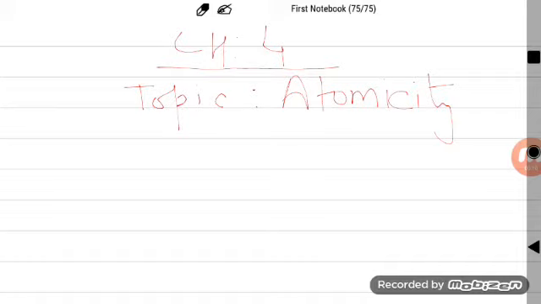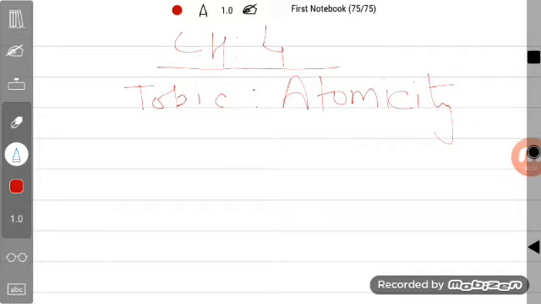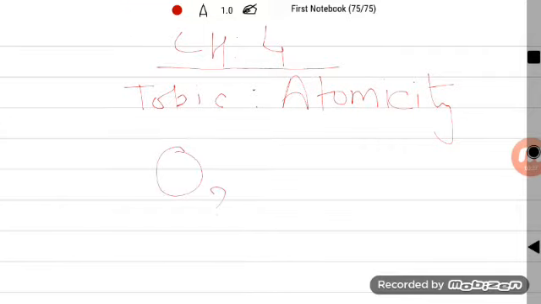Now what is the meaning of atomicity? It is the number of atoms present in a molecule. That is called atomicity. One example I am writing over here. For example, oxygen can be written as O2. Okay. Ozone gas can be written as O3.